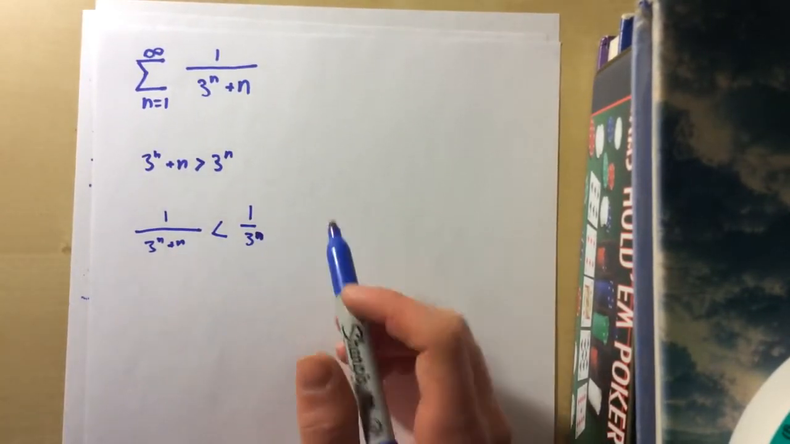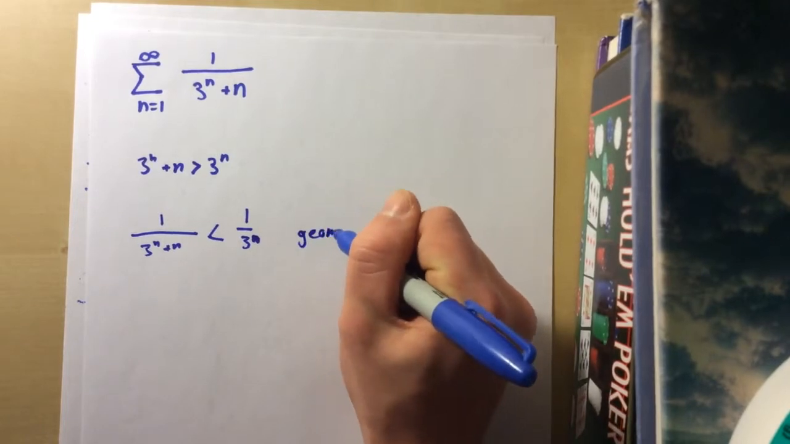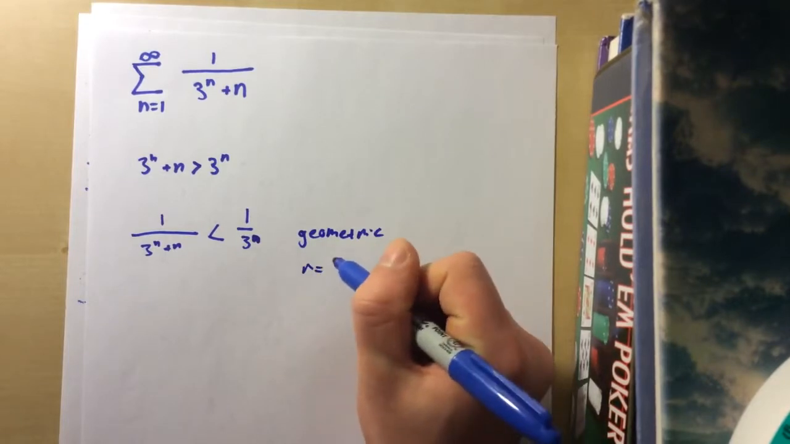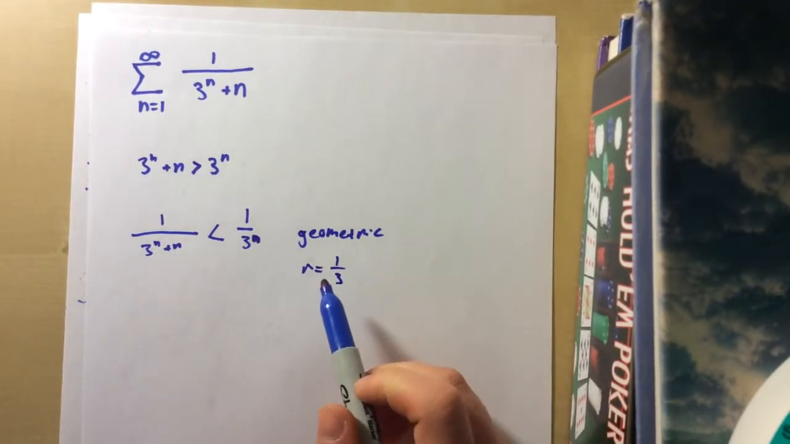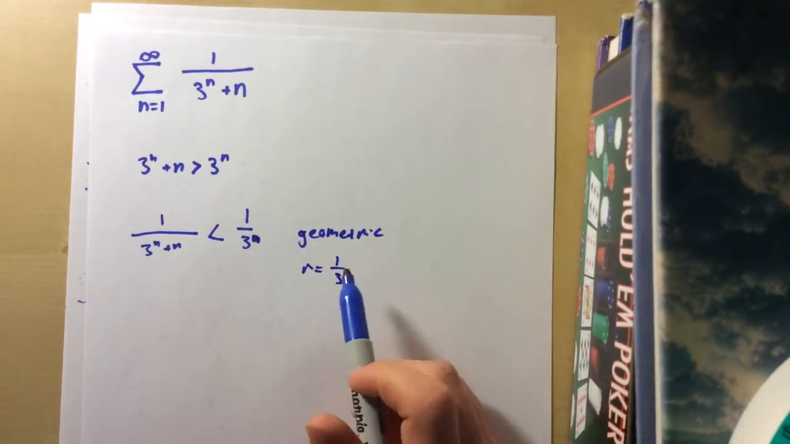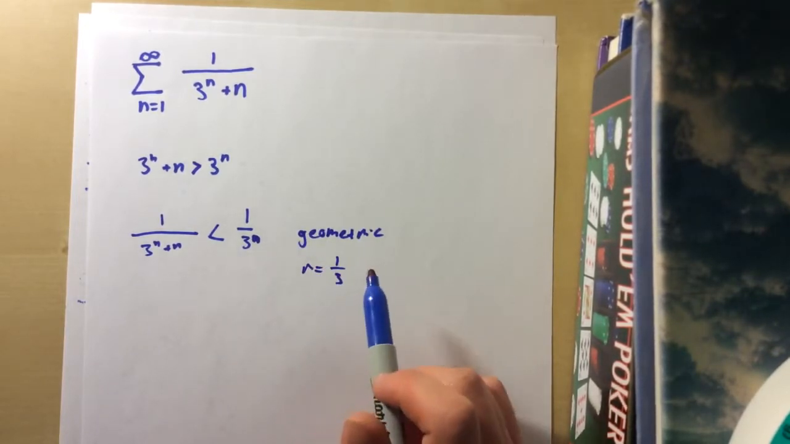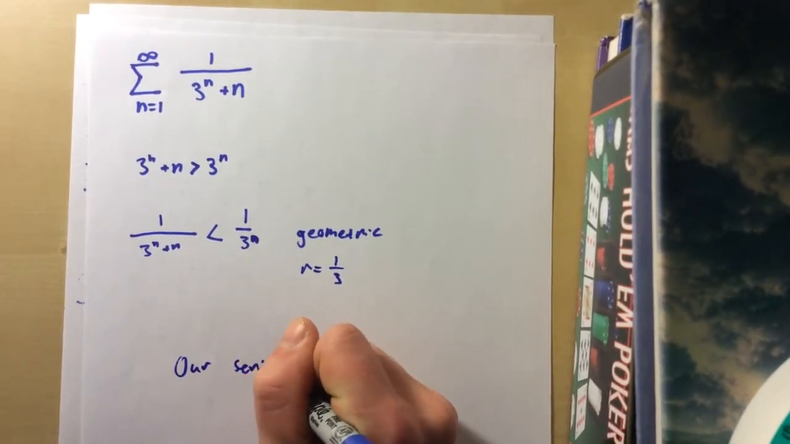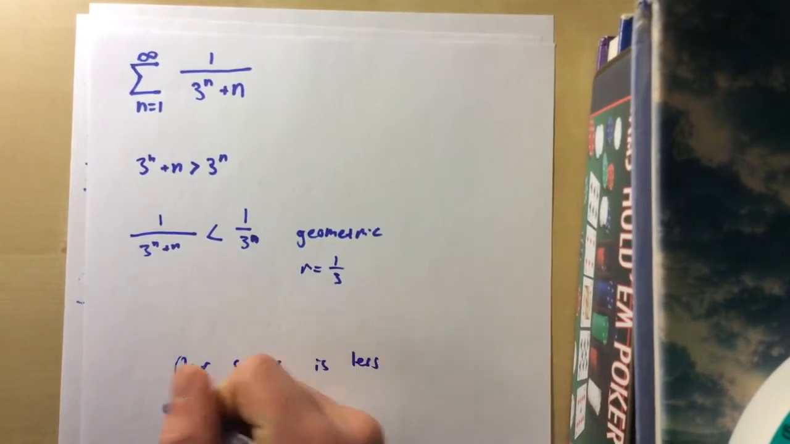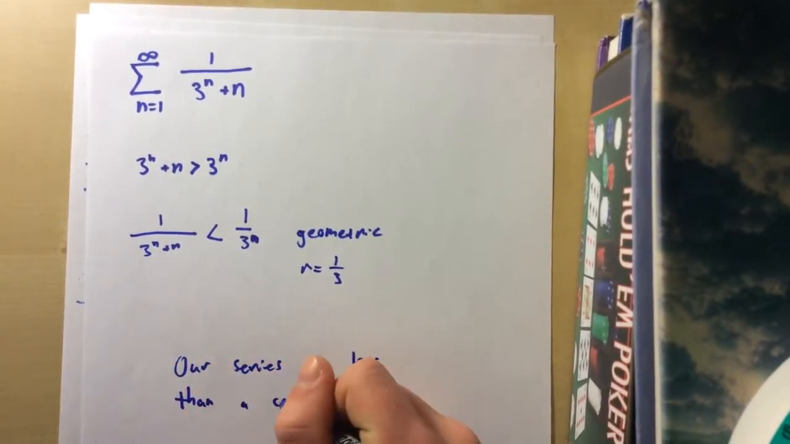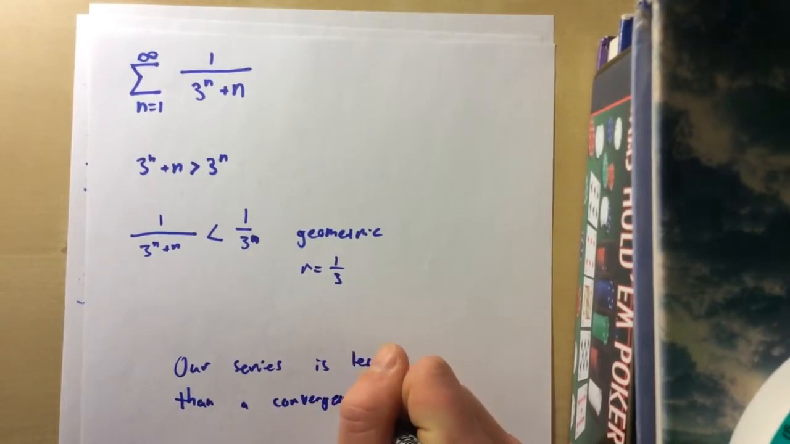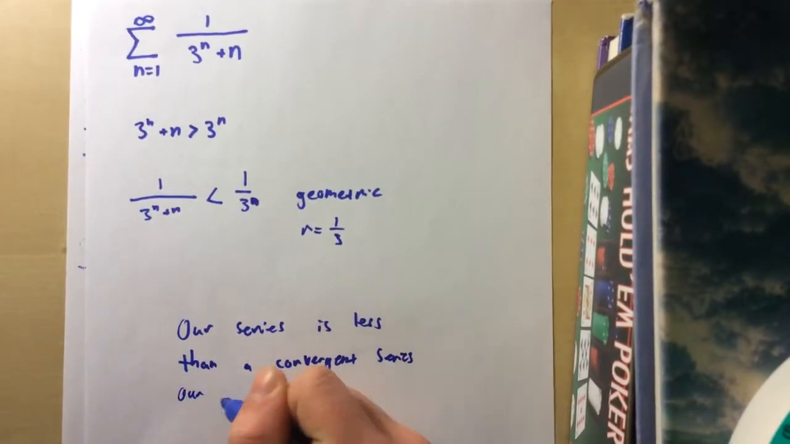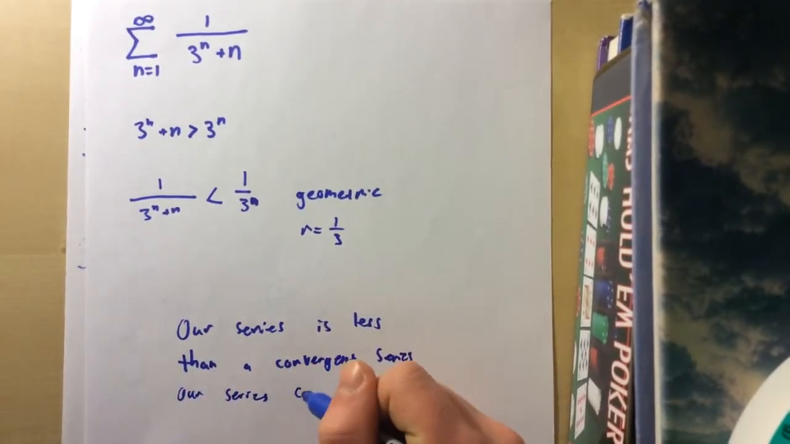Well, 1 over 3 to the n is just a geometric series where our r value is equal to a third. And remember, if the absolute value of our r value is less than 1, which in this case it is, it'll converge. So since our series is less than a convergent series, our series converges.